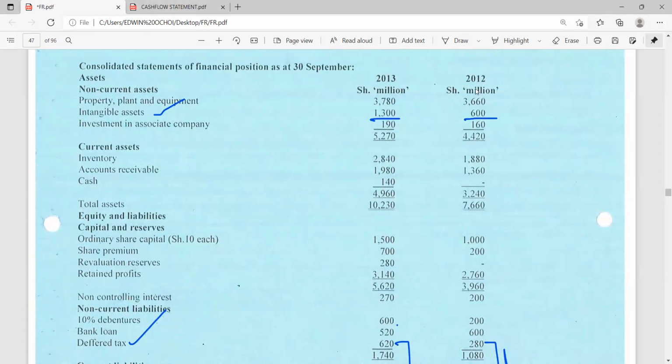You remember that the balances as of 2012 are the opening balances for the year starting 1st October 2012 and ending 30th September 2013. So in short, my balances brought down for the year 2013 are the ones for 2012. You understand that interpretation I did for those dates, when our financial year is ending and when it's starting. So my balance brought down for PPE is 3660. That is what I record first.